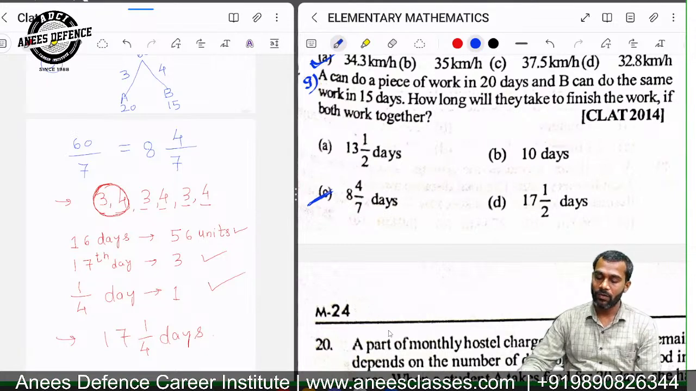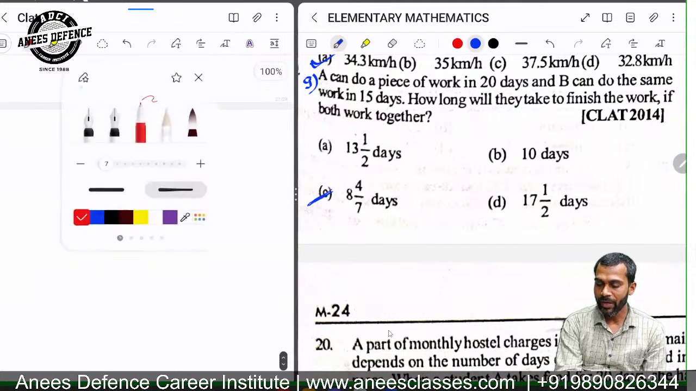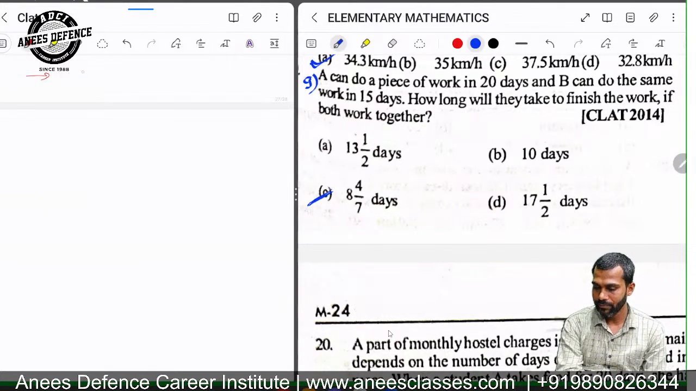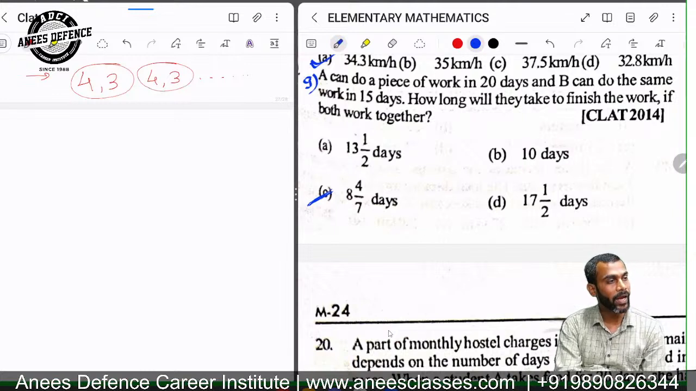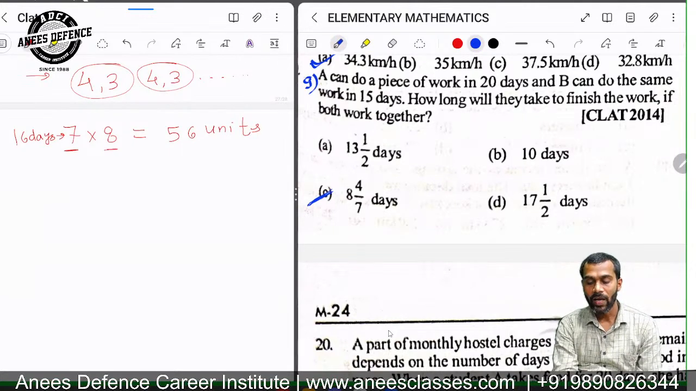Sir, explain this last one again. See, suppose B starts the work. B starts the work. So what amount of work does B do? Tell me. 4, 3, 4, 3. Yes or no? How many pairs? 8 pairs? Yes or no? Yes. So that is 56 units. How many days? 16 days. Have you understood? Because 7 units, 8 pairs. In each pair, 2 days are there. So 8 into 2, 16 days.